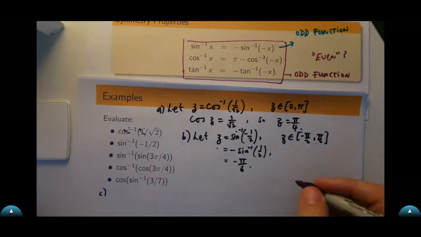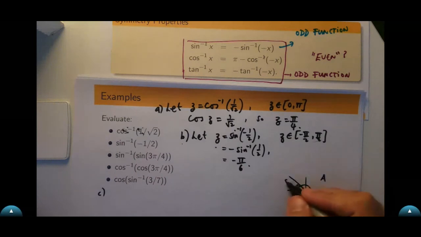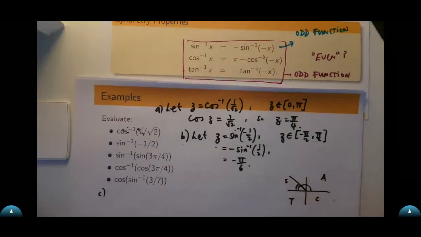So you can do this a number of ways. One way is to just draw in the angle, right? So you can go 3 pi on 4 over there. That angle is going to be pi on 4, right?